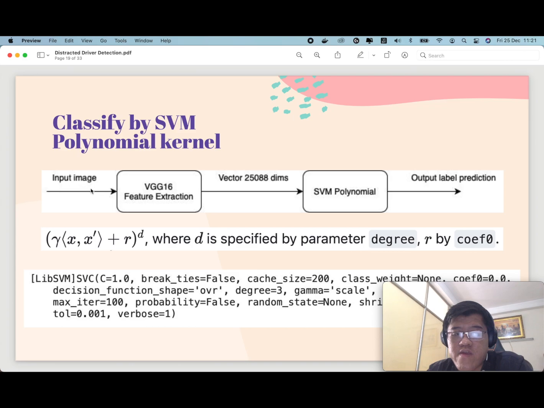The input image has a shape of 224 by 224 by 3, and this extraction model will extract a feature vector of 25,000 dimensions. With this feature, we train an SVM. This is the formula of the polynomial kernel. T is the degree, R is the coefficient. We use degree 3, and we train this model for 100 iterations.